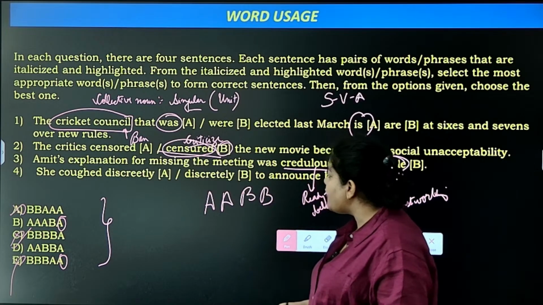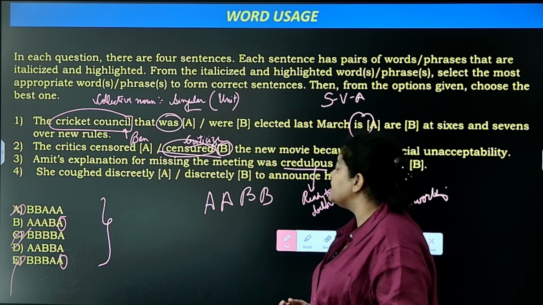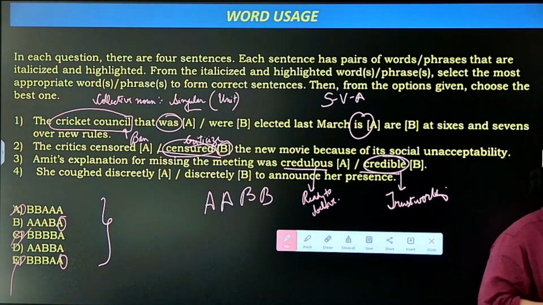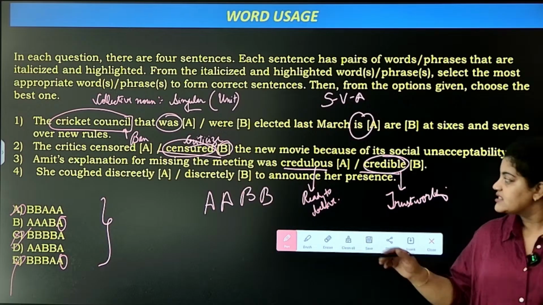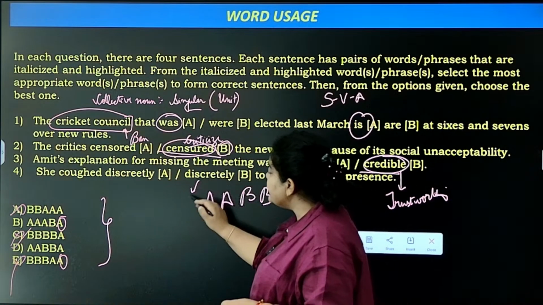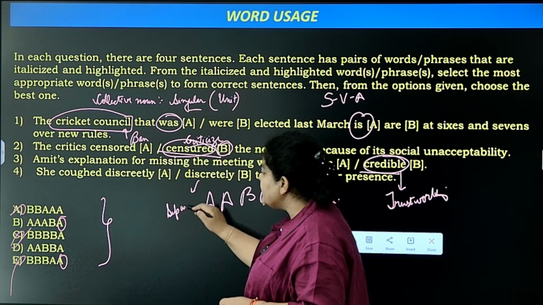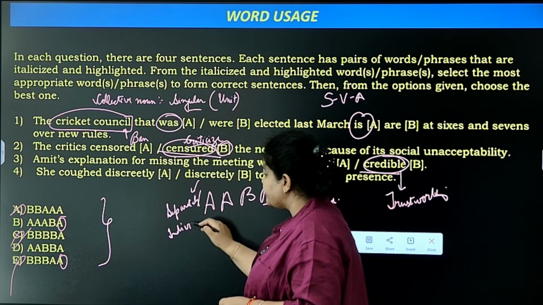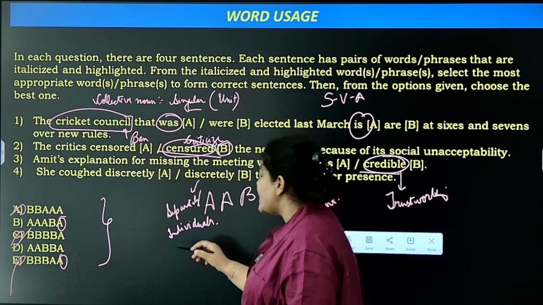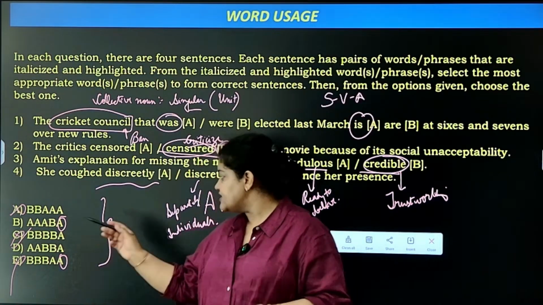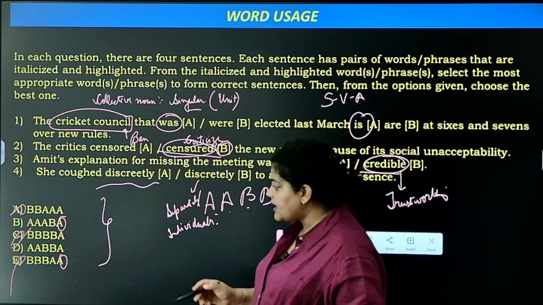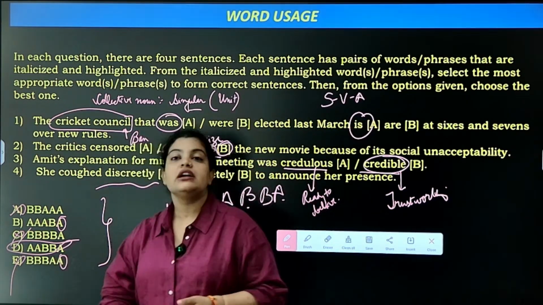Okay, now she coughed discreetly or discretely. Okay, do you know the difference between the two words? Discreetly and discretely, almost same sounding. So discretely is basically separately, or we can call it as individually, right? Whereas discreetly is indeed the correct answer. So A, B, B, A, and hence the correct answer to this question is option number D, right?